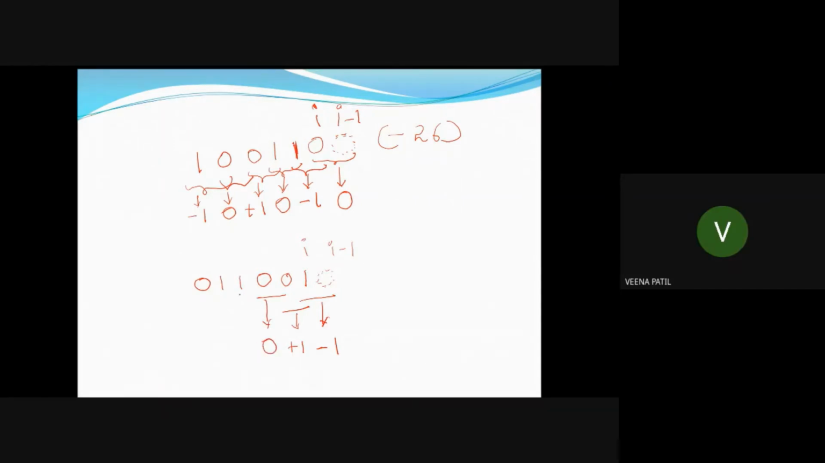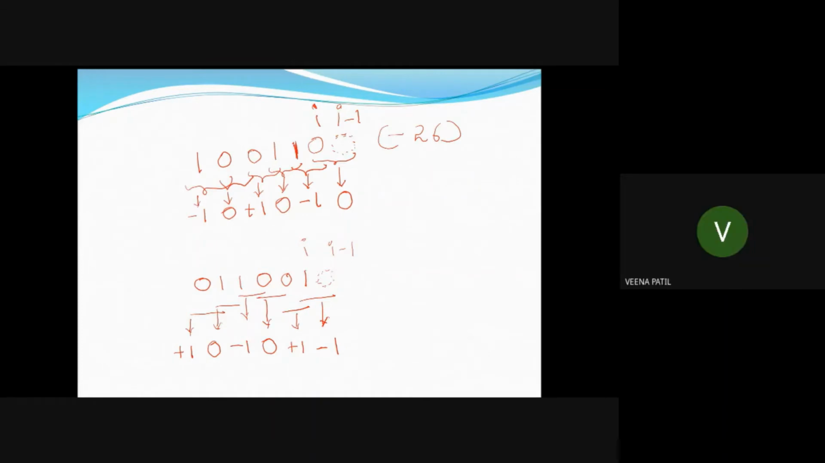Then we have 1, 0, -1. Then 1, 1, 0. Then 0, 0, 0. Then 0, 1, +1. Right? So this is how we have to record the bits. I hope everybody has understood. Any doubts, you can ask me. Any doubts?